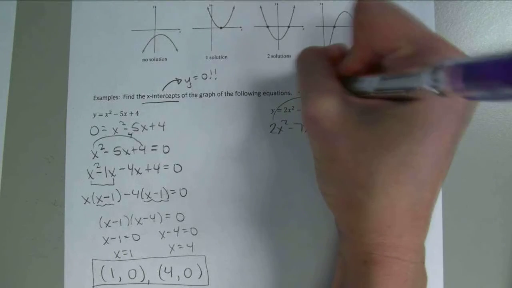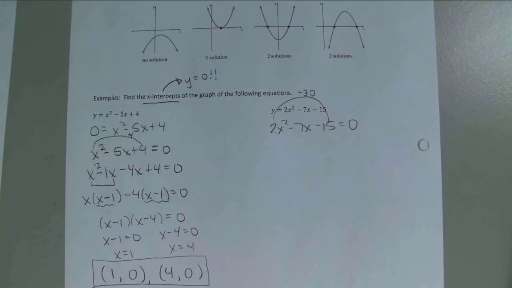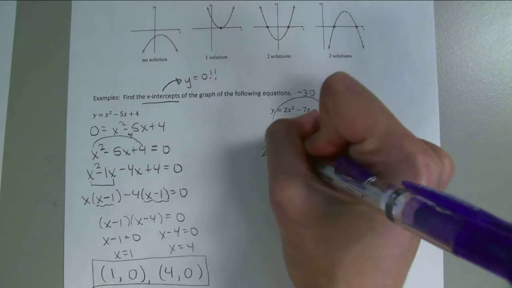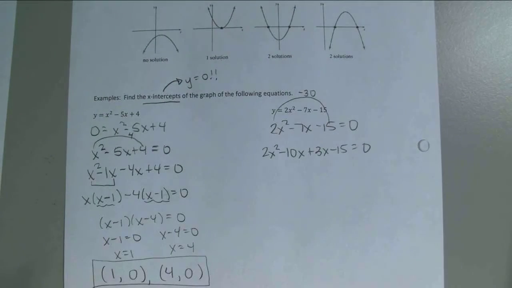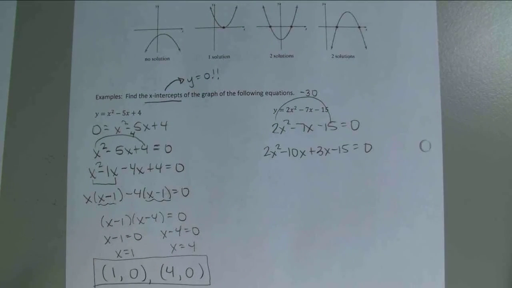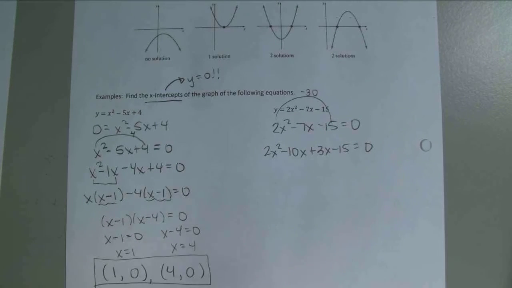2 times negative 15 gives you an AC of negative 30. So what are factors of negative 30 that add up to negative 7? 1 and 30, 2 and 15, 3 and 10, 5 and 6, 3 and 10, right? So we're going to make 10 the bigger guy in the negative because the 7 is a negative. So we'll write this as 2x squared minus 10x plus 3x minus 15 equals 0. And you still want to do your charts, but if you can run through the factors by yourself in your head, you're more than welcome to do that.